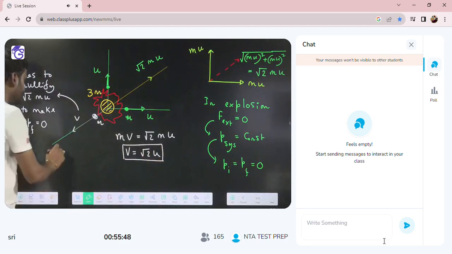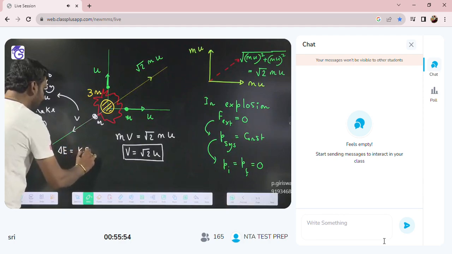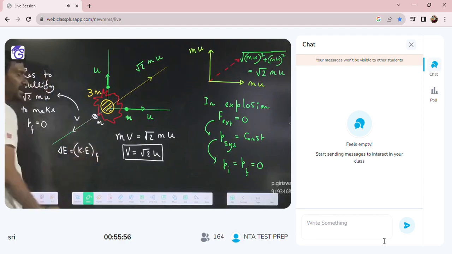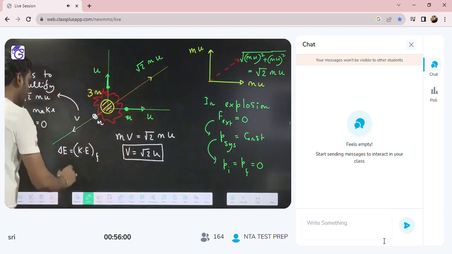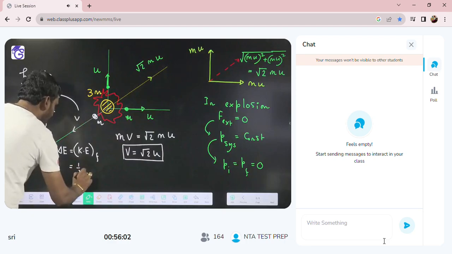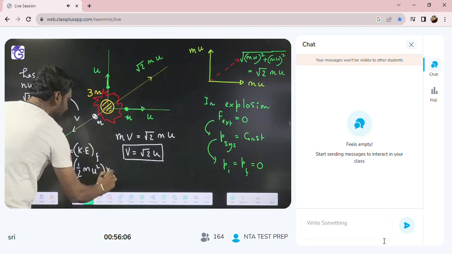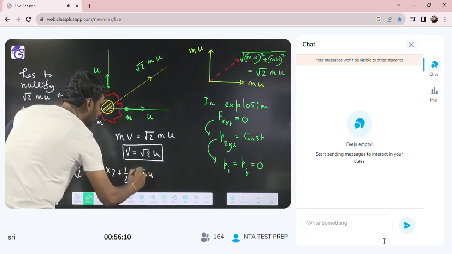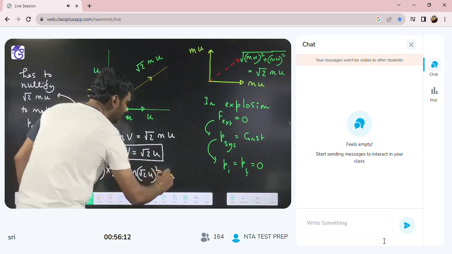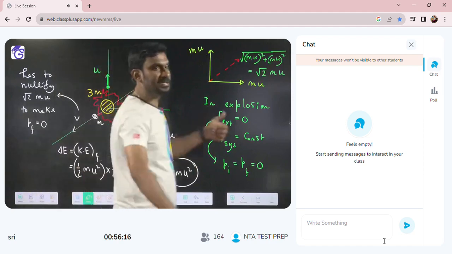Now the question they ask you, what is the energy released? Delta E. अरे यार ये तो बहुत simple है. Energy released is equal to final kinetic energy. That is equal to how much? Half m u square. There are two such particles, so into 2 plus half m into root under 2u whole square. If you do the sum, the final answer will be 2m u square. This is the amount of energy released.